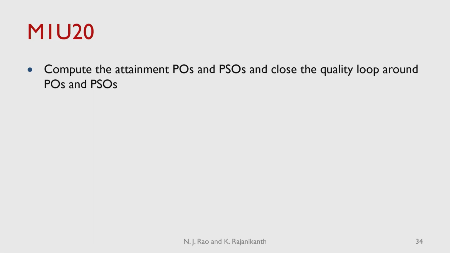In the next unit, we'll look at computing the attainment of POs and PSOs and closing the quality loop around POs and PSOs, that is, closing the quality loop at the program level.